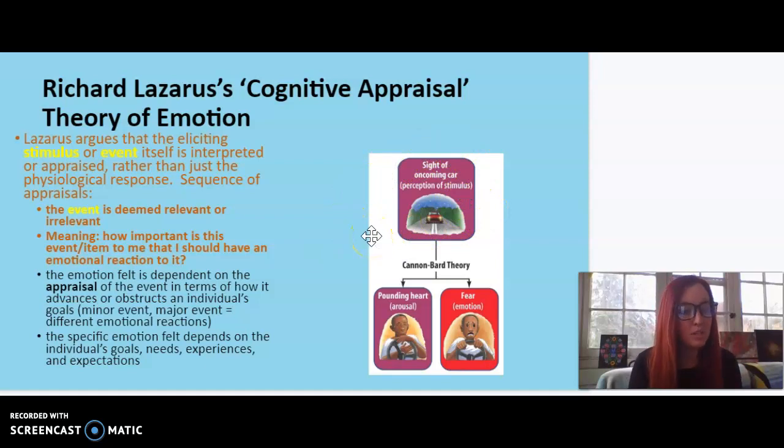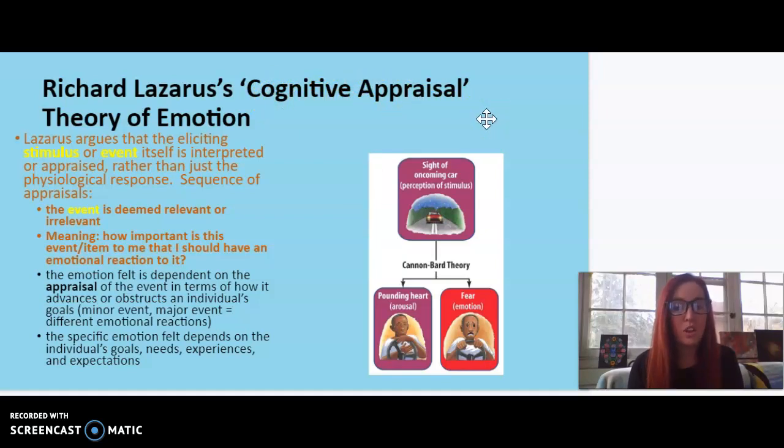And this can help us to explain why two people would have different emotional responses to the same event. Let's say, like, a test. Why is one person really calm and one person really anxious going into that test? Might come down to that person's cognitive appraisal.